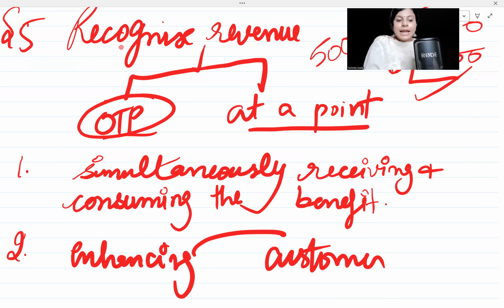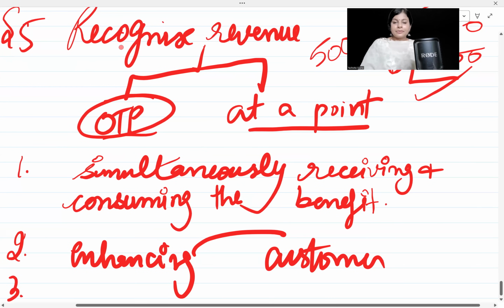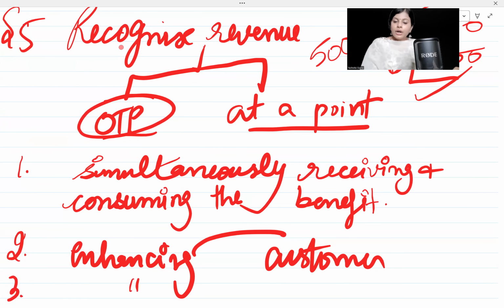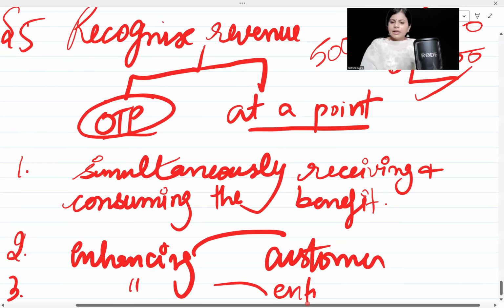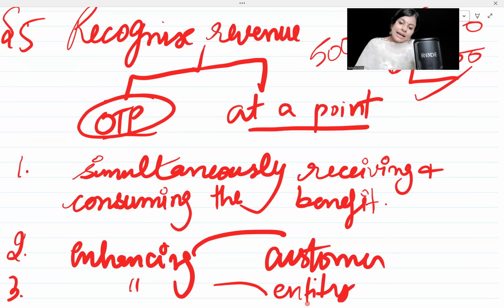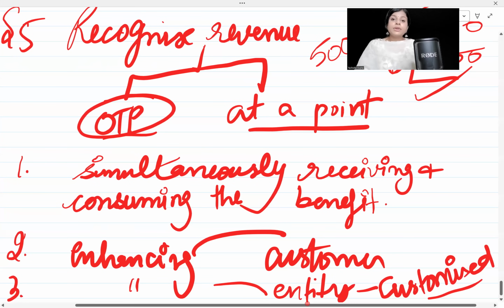Then if you are enhancing the asset, which is controlled by you only, so the entity is going to control the asset this time. So the land is also mine. I'm constructing a building. Then why OTP? Because that is a customized thing. That means I do not have any alternative use.